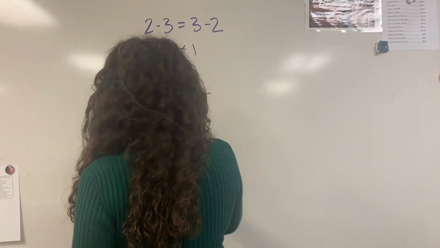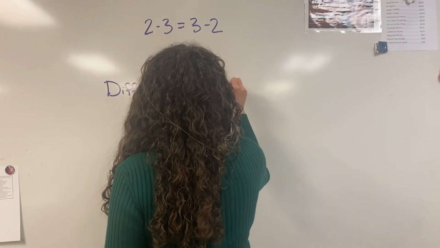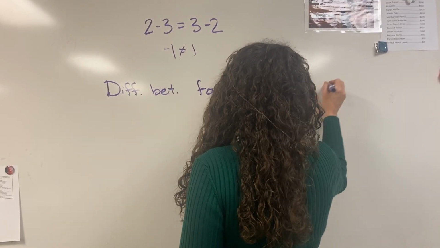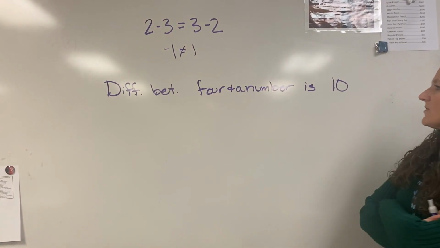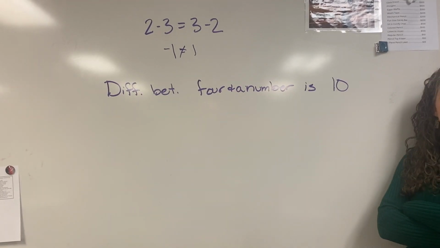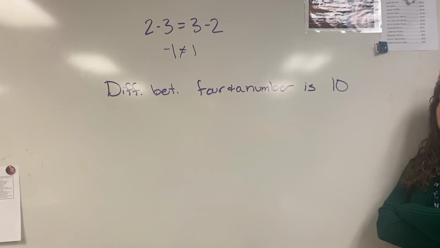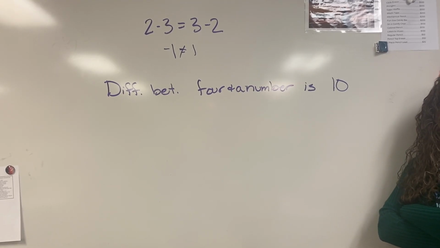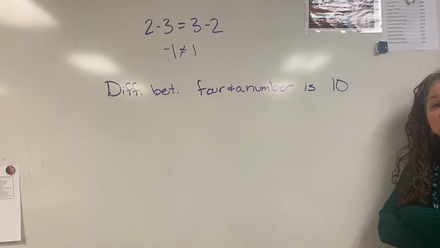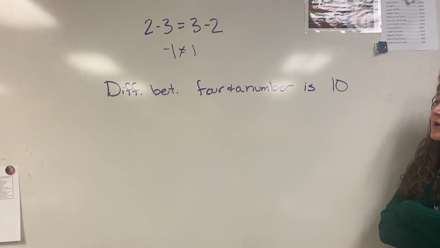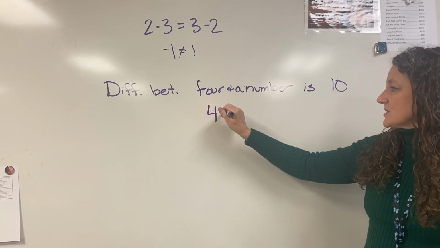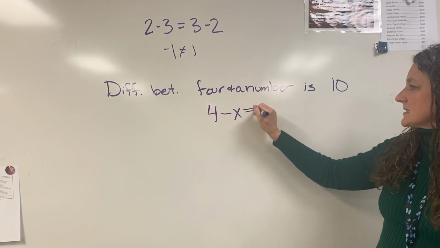So order matters. When it says the difference between 4 and a number is 10, which one goes first? The bigger one. You don't know which one's bigger. A number could be anything. How do you know which one goes first? The one that it says first. For simplicity, we do the one that it says first. So which one is said first here? 4. It's different, so I'm subtracting. So 4 minus x equals 10.